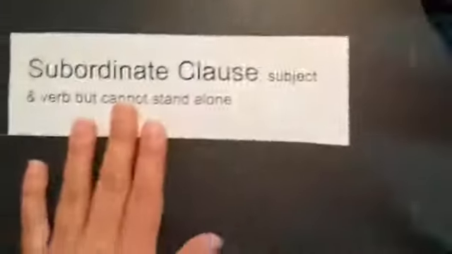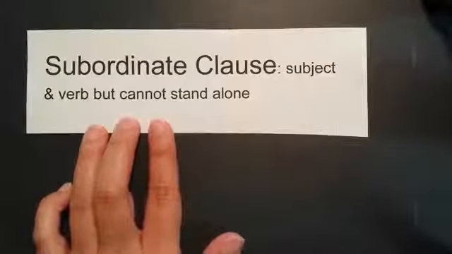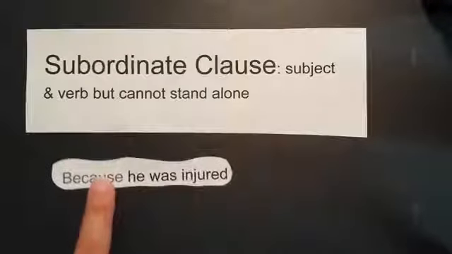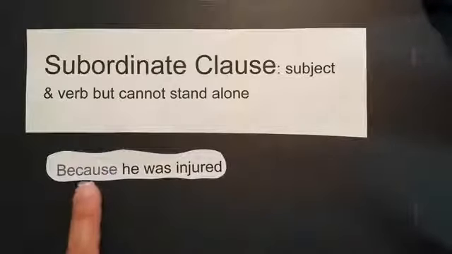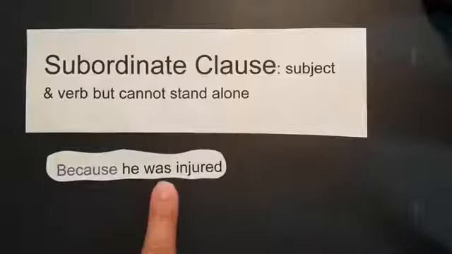Then, we have our subordinate clause. A subordinate clause has a subject and a verb, but it cannot stand by itself as a sentence. Because he was injured. We have a subject, we have a verb, but we wouldn't use this as a sentence all by itself, because he was injured.